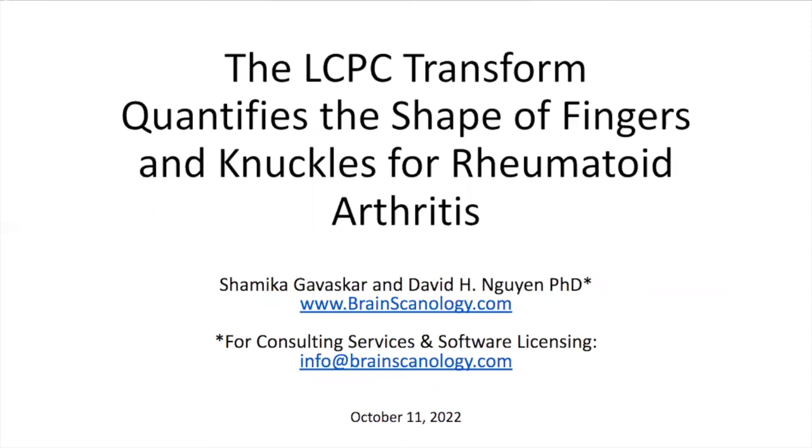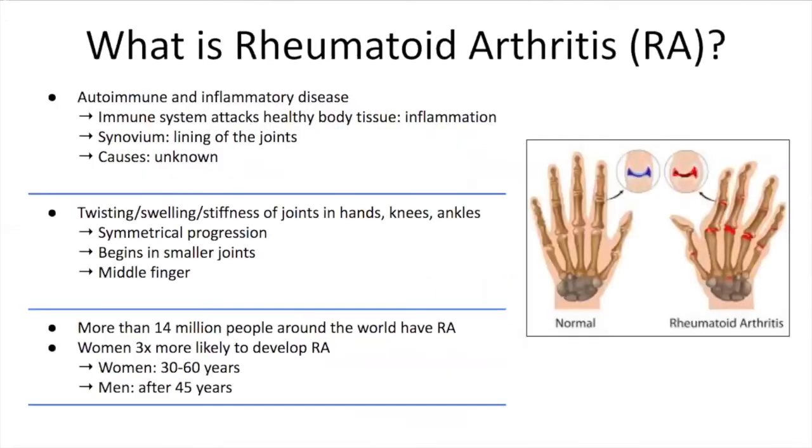Hi everyone, my name is Shamika, and in this presentation, I'm going to describe how the LCPC transform can precisely measure finger and knuckle shapes for the purposes of studying rheumatoid arthritis in the hands. First, we'll begin with a brief overview on what rheumatoid arthritis, or RA, actually is.